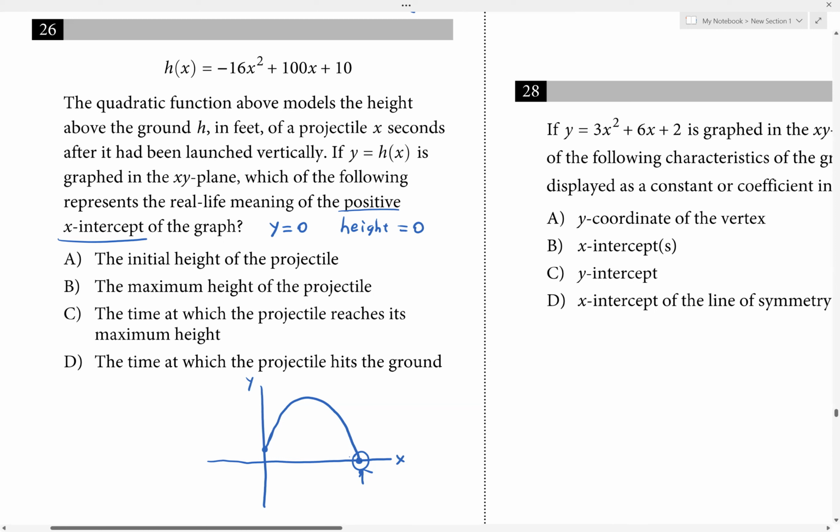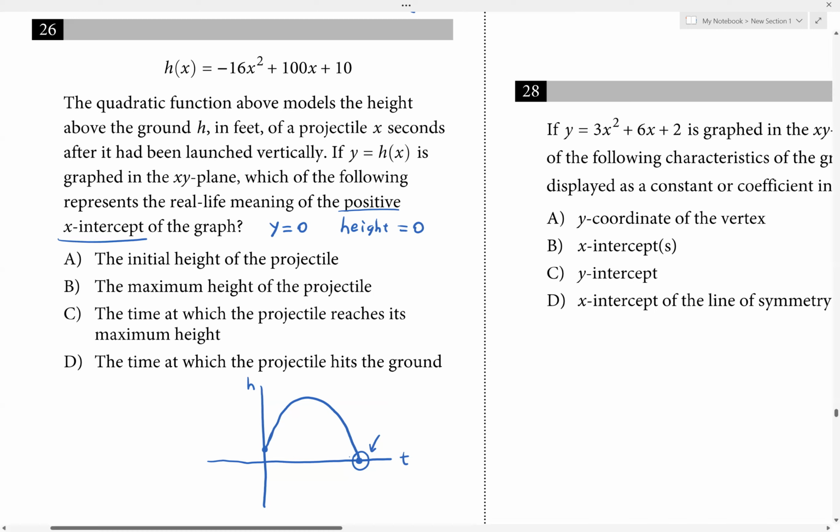So at this point, the x-intercept, the height is 0. So what does that mean? Remember the x value here represents the amount of time that it travels, and the y value represents the height. So this point should tell us the amount of time when the projectile hits the ground again. When the projectile hits the ground, the height is 0.